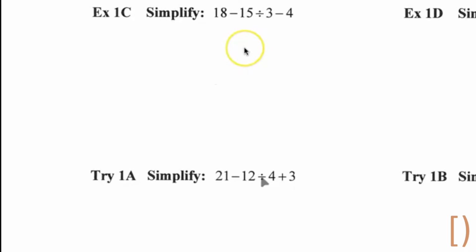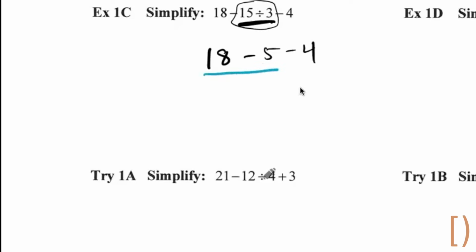Let's do a few more. Same idea. I would see the divide first. So we're going to divide negative 15 divided by 3. So that's going to be negative 5. And this gives us 18 minus 5 minus 4. All we're going to do here is go from left to right. So the first thing I see is 18 minus 5. That is 13. Then 13 minus 4 is 9.